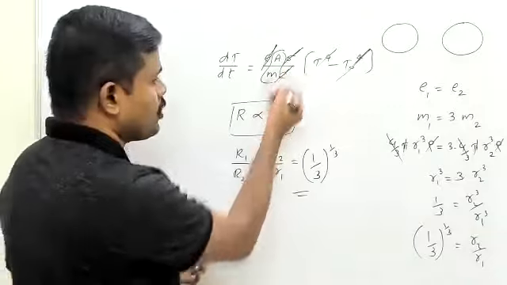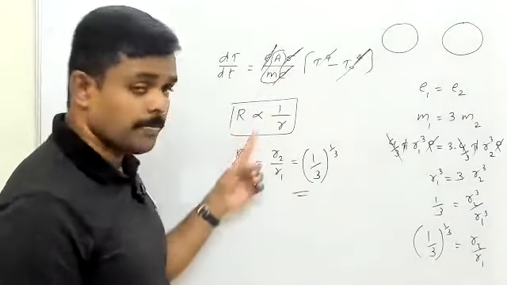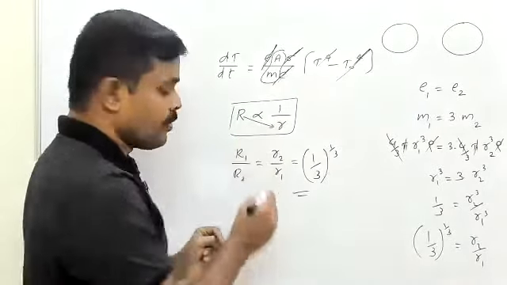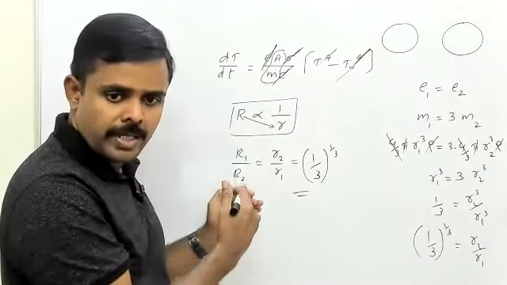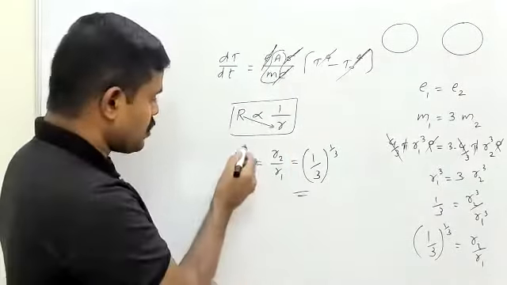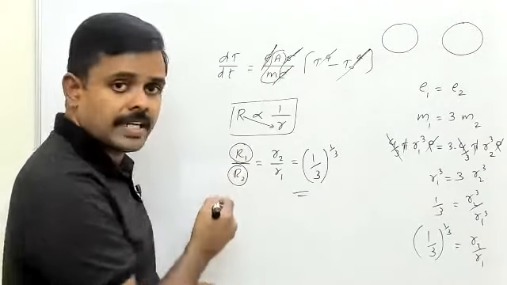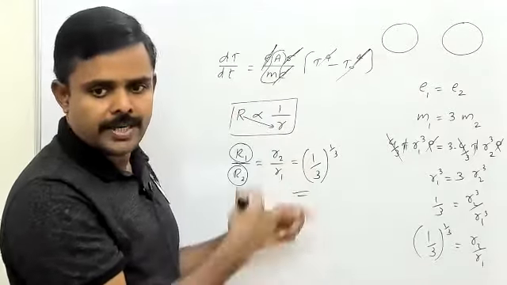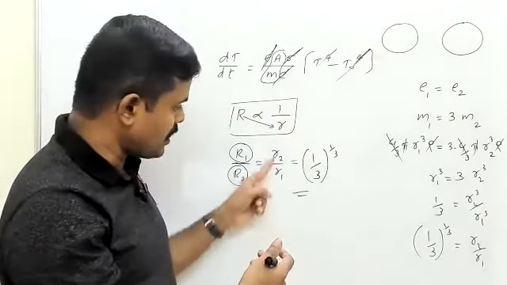So A and M alone matter. Rate of cooling, we have proved, is proportional to 1 by R, so they are inversely proportional. So R1 by R2 will be R2 by R1. Rate of cooling of the first one to rate of cooling of the second one is equal to radius of second one to radius of first one. They are in the inverse ratio. So I need to find the R2 by R1 ratio.